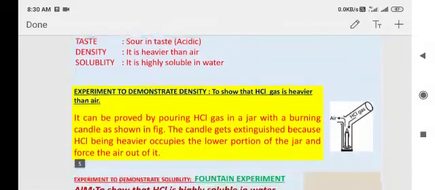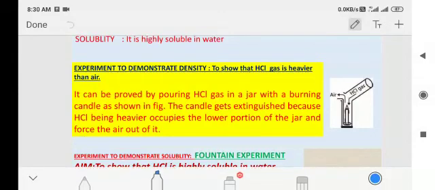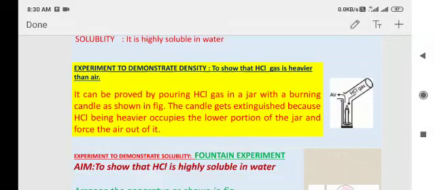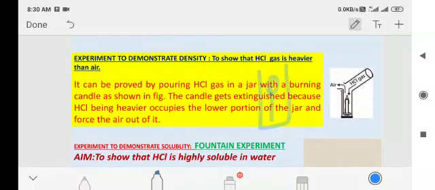And here is an experiment given to show that HCl gas is heavier than air. In this experiment, we have taken two glass jars. One is here, another one is here. The first glass jar contains a burning candle, and another jar we are taking. That jar contains HCl gas. Now see, this candle is burning, and when we keep this second jar with the HCl over the first gas jar, what happens? Since HCl gas is a heavy gas, HCl gas will come down and occupy this space. As a result, what happens? The lighter gas, air, is pushed outside from here.